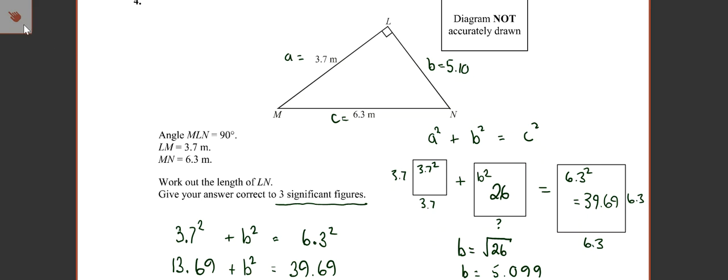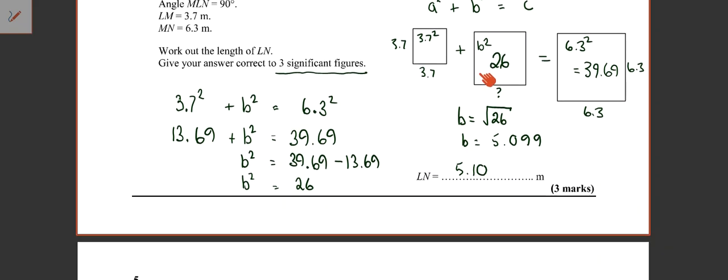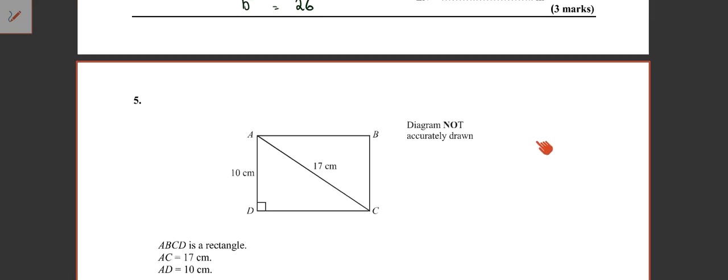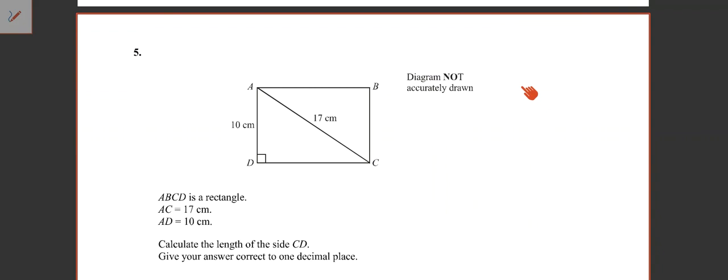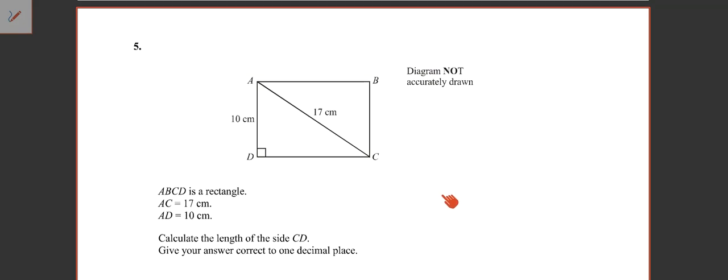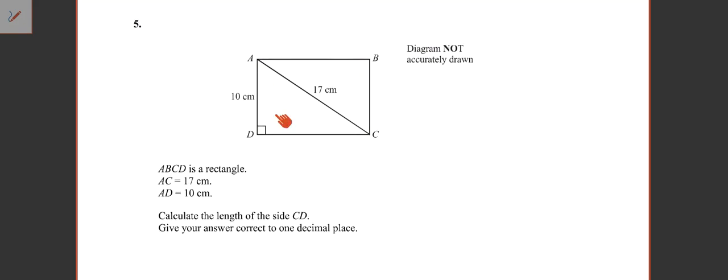My hope for this lesson was to start going on to questions that involve a little bit more interpretation of the problem. Okay. So we have a rectangle that has been cut. Now Pythagoras' theorem is to do with right angle triangles. Can you see a right angle triangle in that?